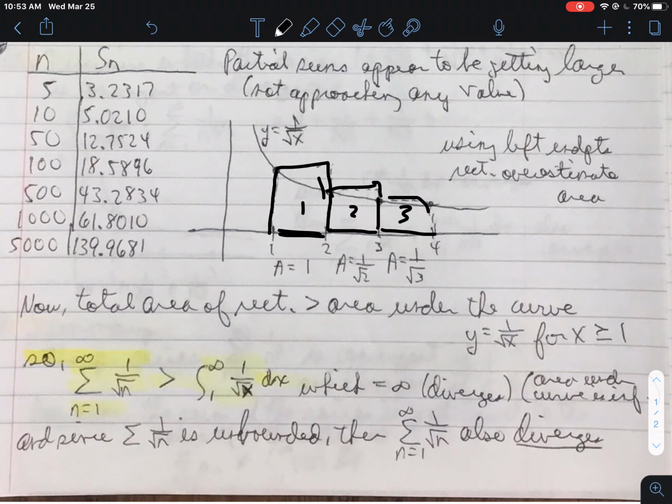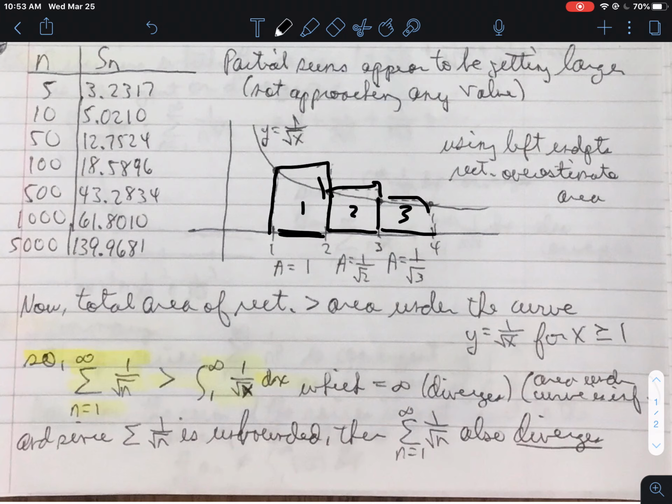Since the area of our rectangles is larger than the area under the curve, as n goes from 1 to infinity, the sum of 1 over the square root of n would have to be greater than the area under the curve, 1 over square root of x, for x greater than or equal to 1. And that's our integral from 1 to infinity.